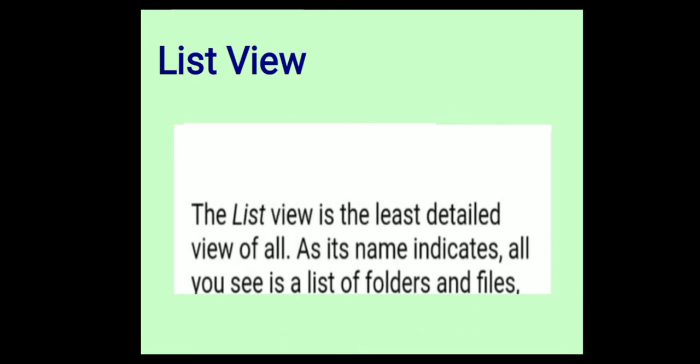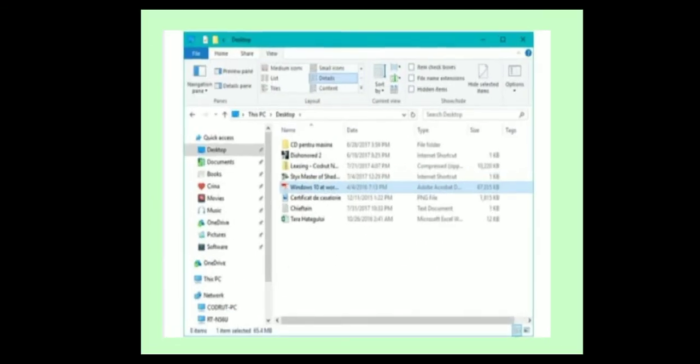List view. The list view is the list detail view of all. As its name indicates, you see everything in a list of folders and files. It means list view shows all the file and folder contents list-wise, and through the name you can easily find your file or folder. Here is an example through this image, in list view, you can find the list.